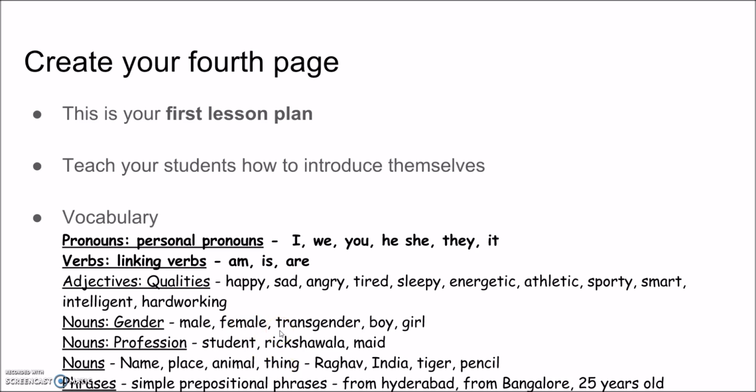So let me repeat the instructions here for you again. So the first two lines, the pronouns and the verbs, these are not going to change. You are not going to add anything here. These 7 words for pronouns and then these 3 words for linking verbs, these are going to stay as it is. For the rest of those categories, adjectives, nouns of gender, profession, all these 5 categories, you are going to completely customize all these words based on the students that you have chosen. So you've already chosen 3 students, just reminding you that. So let's see how we're going to do it.